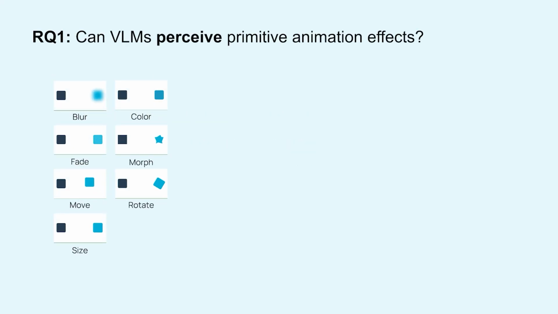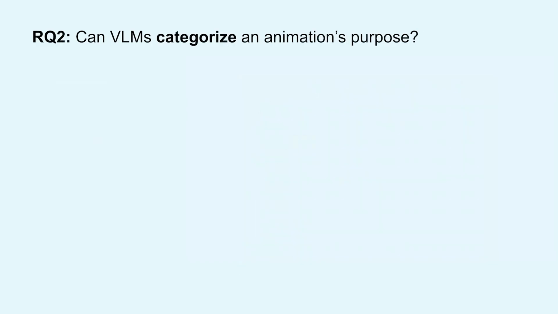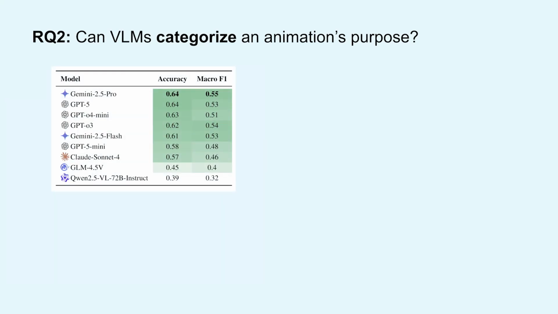We found that most models were nearly perfect at recognizing basic animation effects. They can reliably tell the difference between a rotation, a size change, a color change, or a morph. But when understanding the purpose, the picture gets more complex. The best-performing model achieved a classification accuracy of 0.643, which is promising, but a clear performance gap still exists.